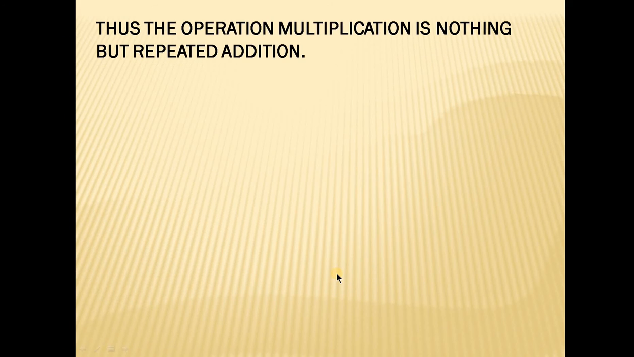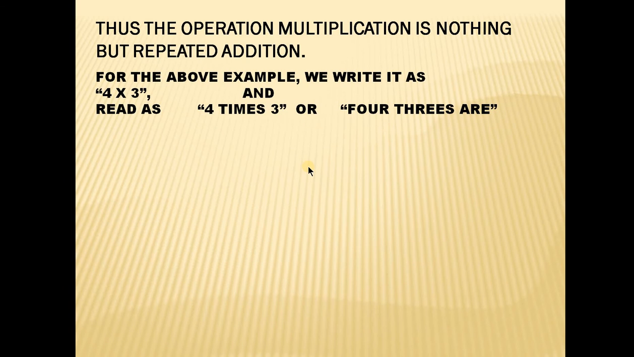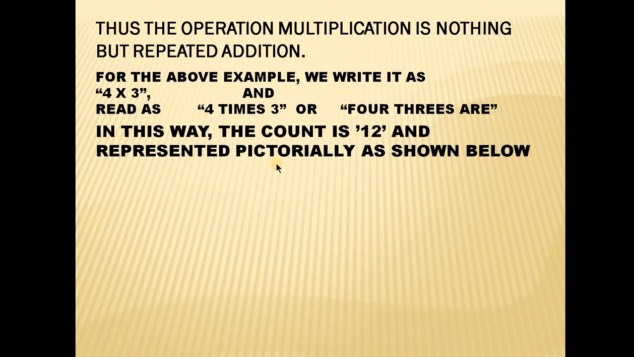This has given rise to the new operation, multiplication, which is nothing but repeated addition. For the above example, we write it as 4 multiplied by 3, and we read it as 4 times 3 or 4 3s are. In table we read it as 4 3s are. In verbal English we say it as 4 times 3. This way the count is 12 and represented pictorially as shown below.